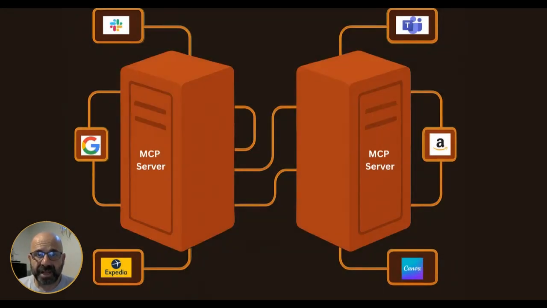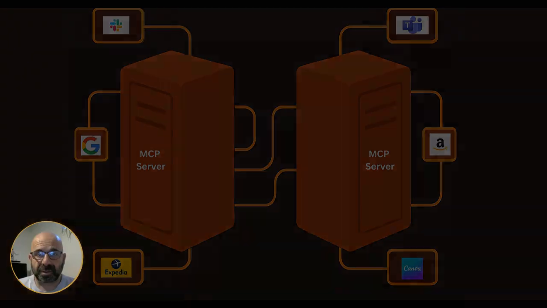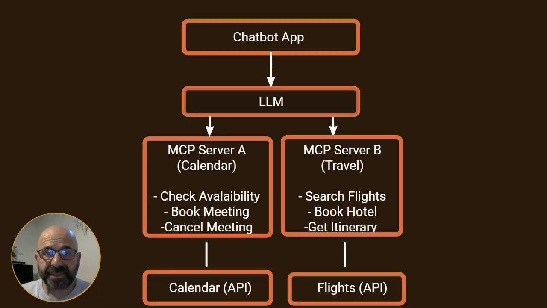Think of this server as a bridge between the language model and external tools like Outlook, Google Calendar, Maps, Expedia, or Canva. For example, MCP Server A might manage calendar functionality using Outlook or Google Calendar. MCP Server B might handle travel bookings through Expedia or Kayak.